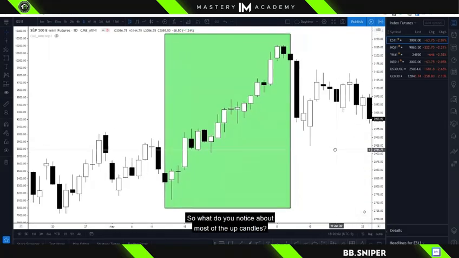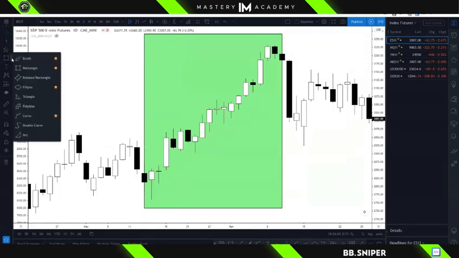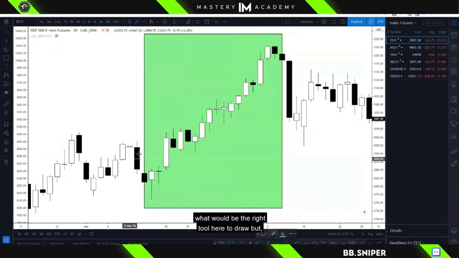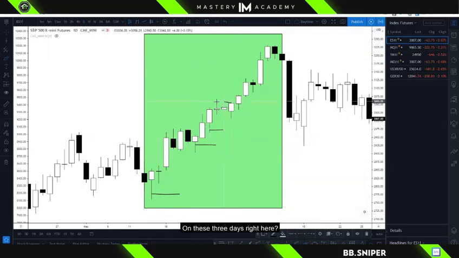So what do you notice about most of the up candles? I don't even know what would be the right tool here to draw, but right. So what do you see right here on that day? On these three days right here? On that day right there? Right? Most of those days have what? Wicks to the downside, right? Or correction. Sure, we could call it a correction if you want. So in bullish conditions, you would have been looking to buy below that open.